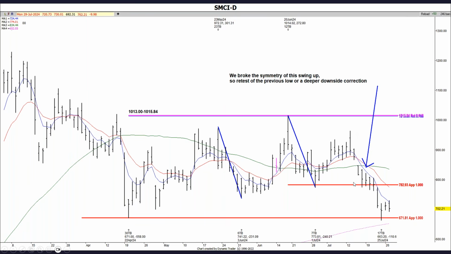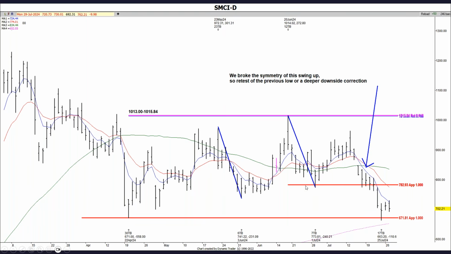Then it came down to retest that support, and you can kind of see that for a few days it kept bouncing off of it. But this is another thing that I say, hey, listen, when we keep knocking on that glass, a lot of times it means that we're going to break it. And that's what happened. We ended up breaking through that 782 area.